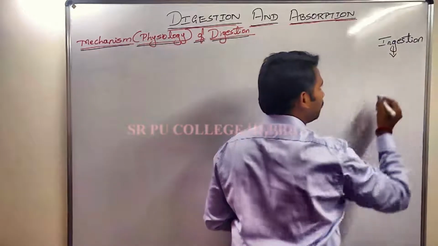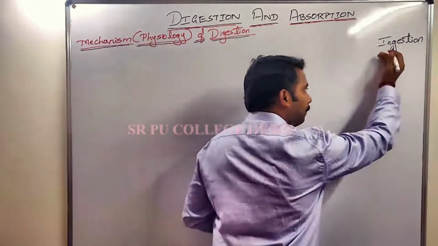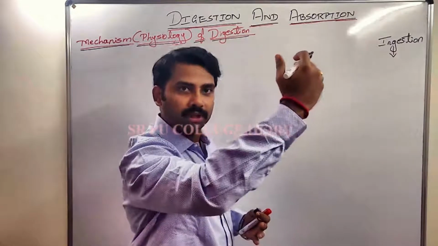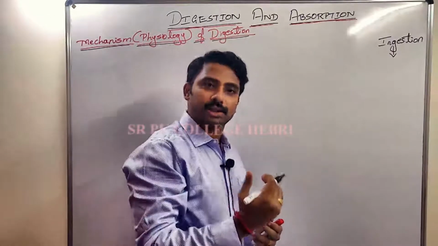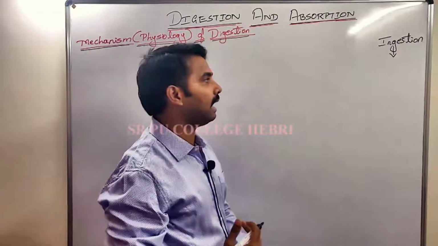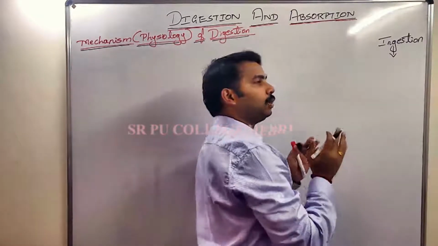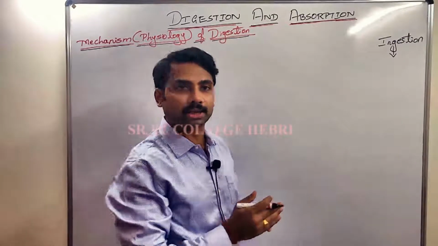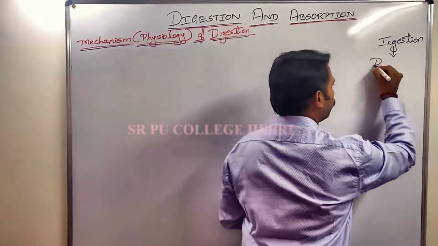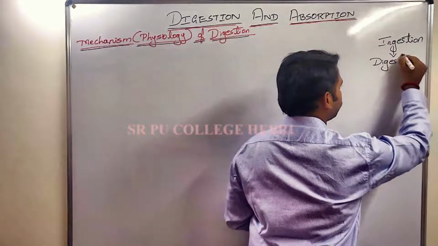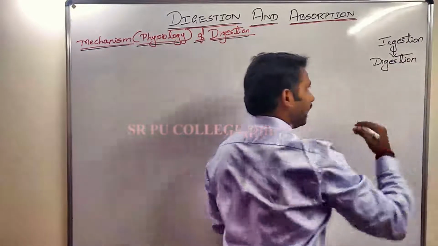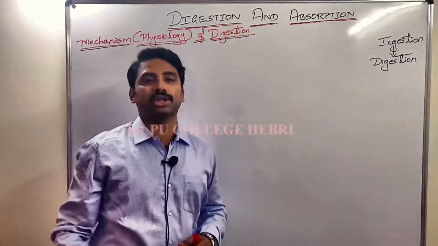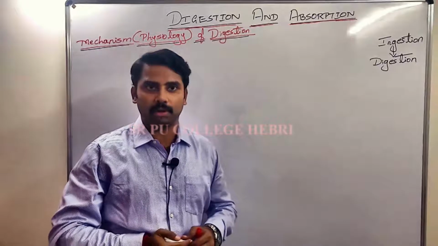Once the food is placed in the oral cavity, it passes through your alimentary canal, right? From the mouth it goes to the esophagus, stomach, small intestine, large intestine. Especially in your oral cavity, in the stomach as well as in the small intestine, the food undergoes digestion. Now the question is how digestion occurs, what mechanism is involved.